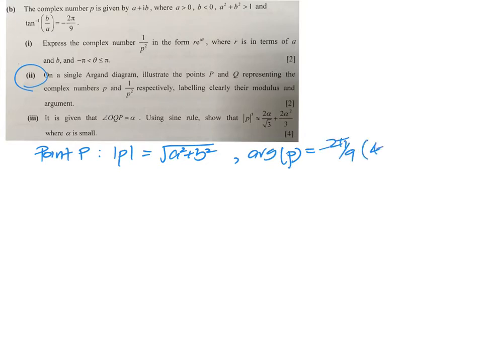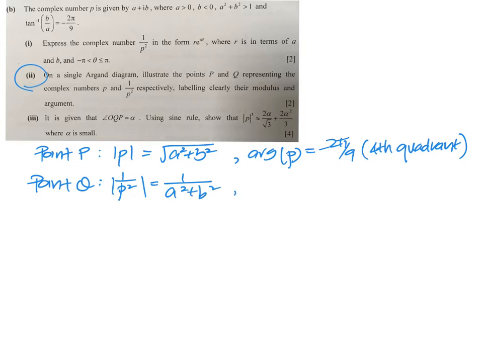For 5b part 2, we are asked to sketch this point P on the Argand diagram, where it is representing the complex number p. The modulus is square root a squared plus b squared. The argument is given as negative 2 pi over 9, which implies that it's in the 4th quadrant. Point Q is representing the complex number 1 over p squared, which we found earlier on. The modulus is 1 over a squared plus b squared, and the argument is 4 pi over 9. So that implies the complex number is in the 1st quadrant.